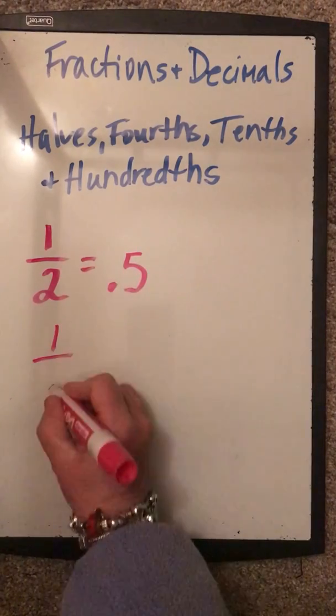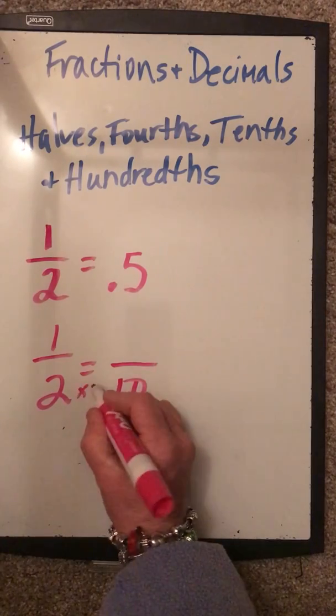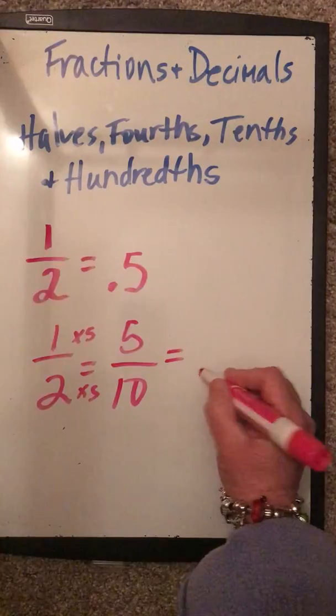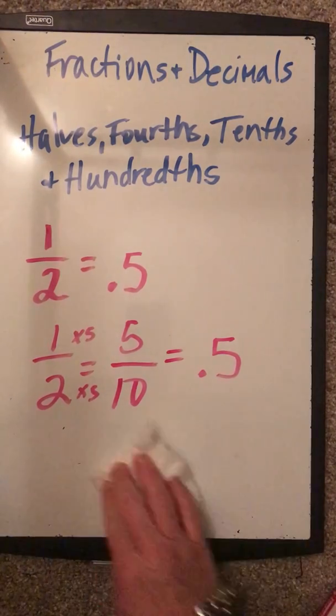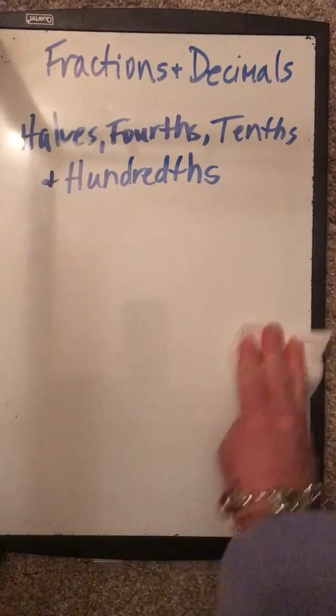The reason is because we can take 1/2 and change it to tenths, and that equals 5/10. And we know how to write 5/10. It's 0.5. Any time that we're changing fractions to decimals or decimals to fractions, we have to change our fractions into tenths, hundredths, or thousandths, because that's what decimals are. They're all tenths, hundredths, and thousandths. So that takes care of halves.